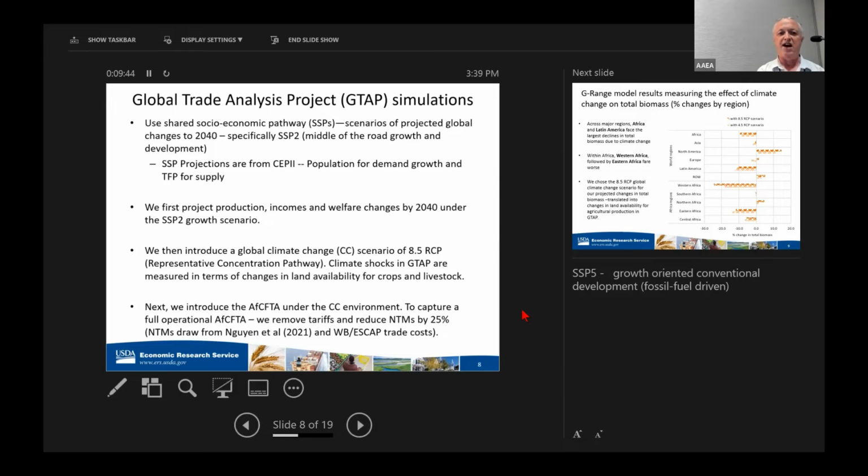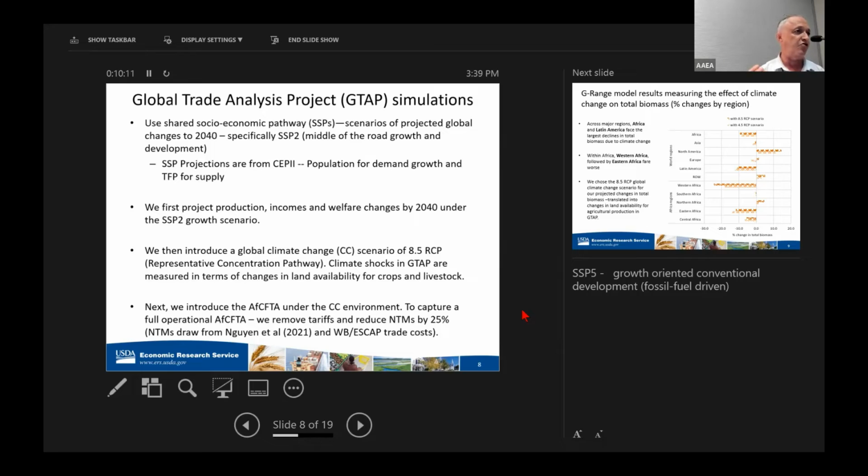We first project production, incomes, welfare changes by 2040, just under the base SSP2 scenario, without any climate change or the introduction of the Continental Free Trade Area. We then first introduced climate change, choosing the worst case scenario of these representative concentration pathways, taking the 8.5. And climate shocks in GTAP are measured in terms of change in land available for crops and livestock.